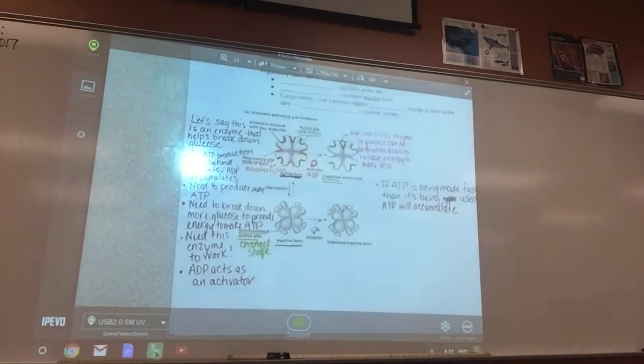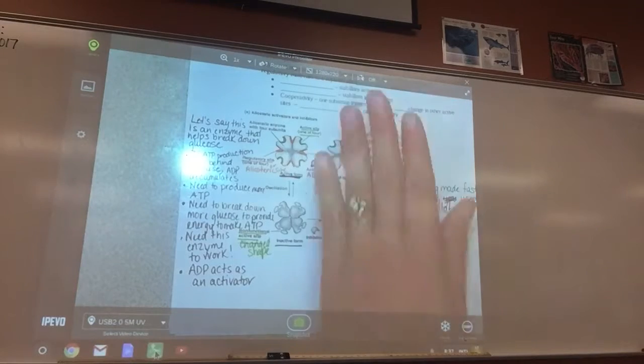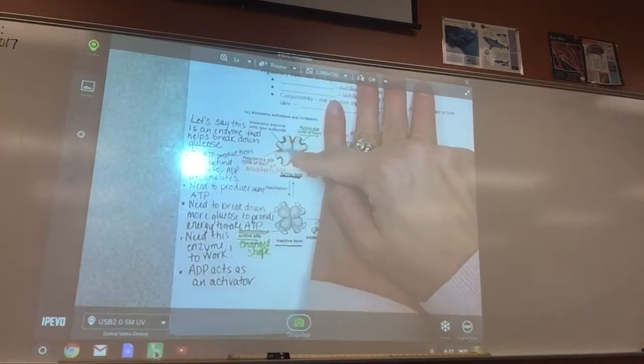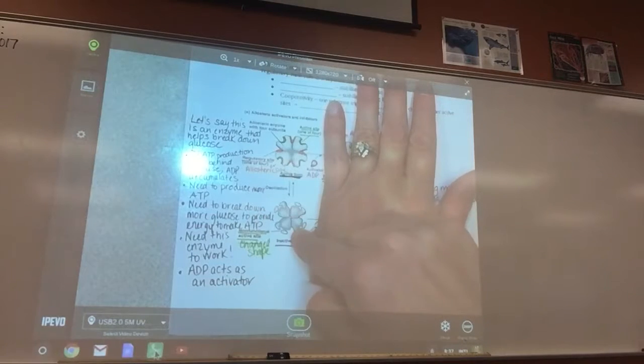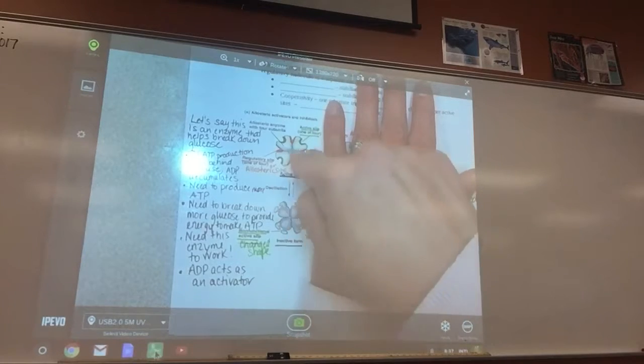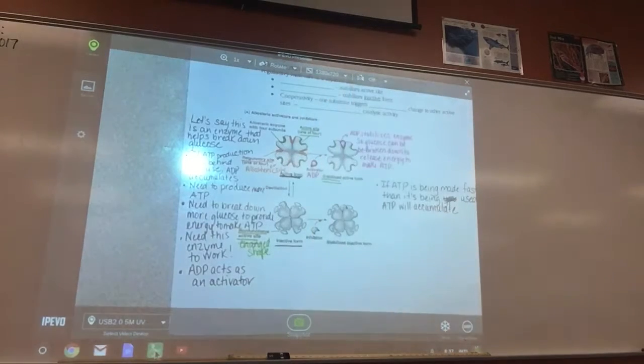So, a quick little review. We pretended this enzyme was an enzyme used to break down glucose, and that we only want this enzyme in the active form when we need to break down glucose and make ATP, and we want it in the inactive form when we already have enough ATP. If you already have enough ATP, then you don't need to break down any more glucose to provide energy to make it. So those are the two scenarios that we were talking about yesterday.